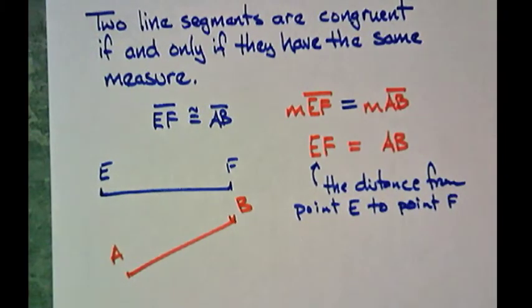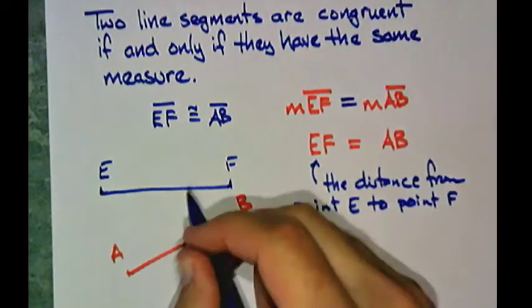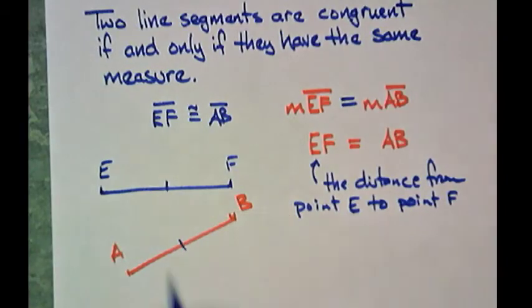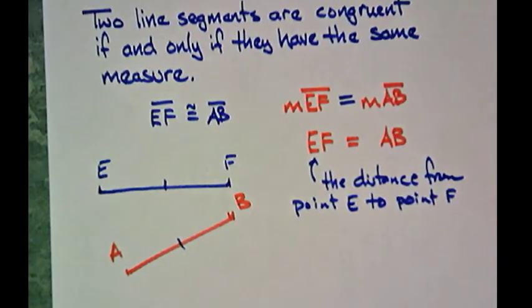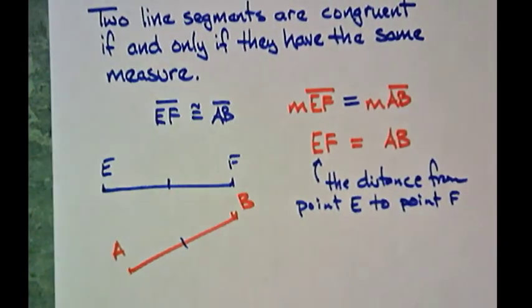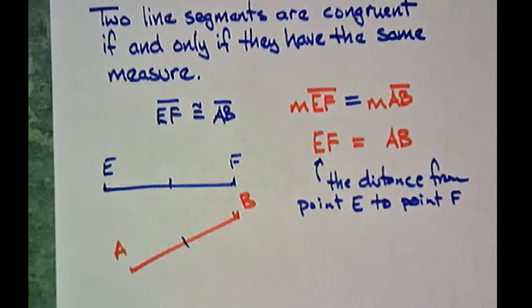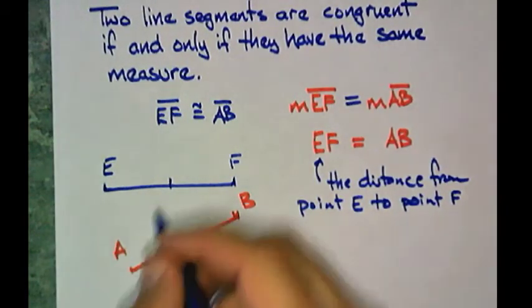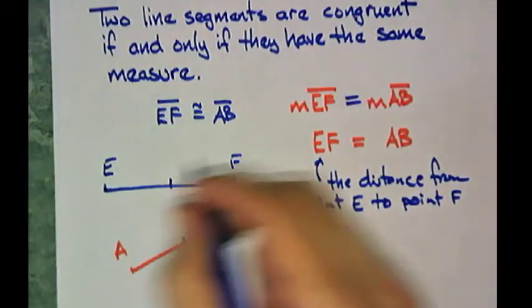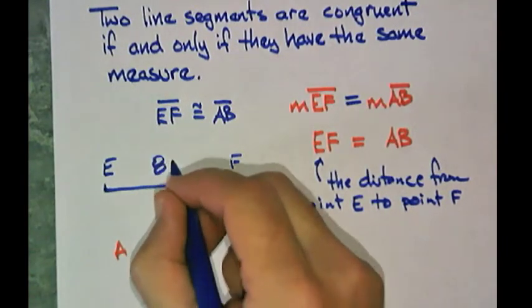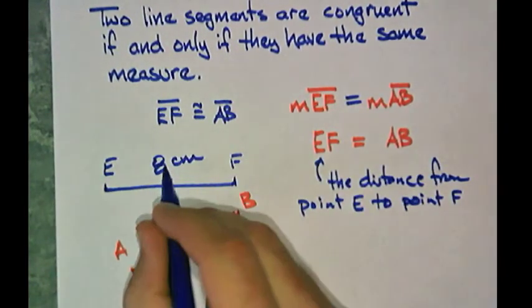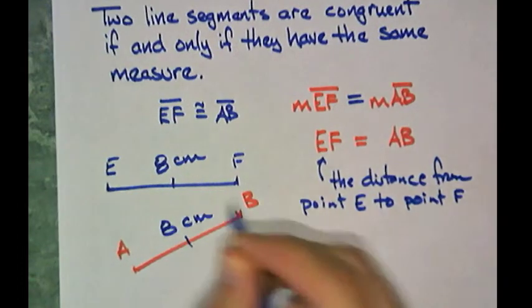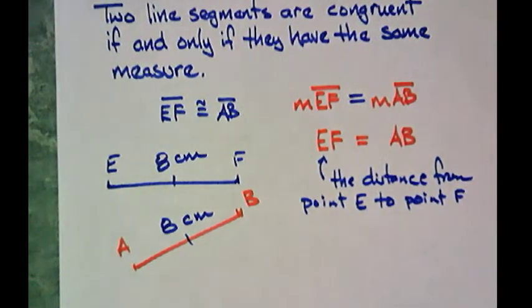There's a couple ways I can mark them. I can put tick marks on them, and if the tick marks match, then I'm telling you that those segments are the same measure. I can also put just a number. I could put the value like I did earlier. I could say that is 8 centimeters. If I put that's 8 centimeters and I put this one's 8 centimeters, well, magically 8 centimeters didn't shrink, and that's how you do it.